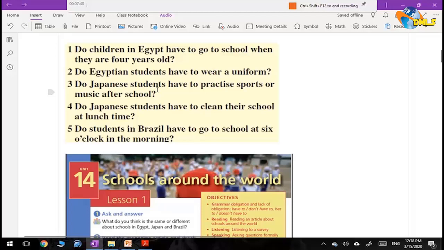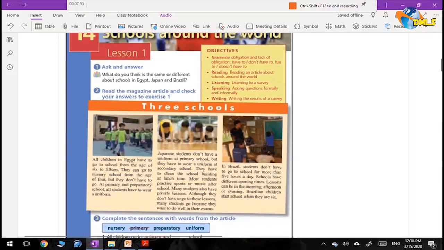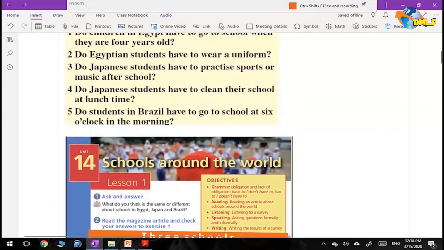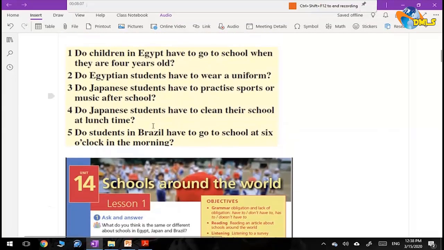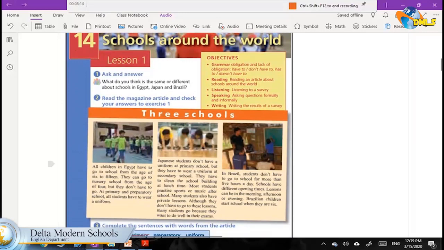Then, question 3. Do Japanese students have to practice sports or do music after school? This came as well in our reading text. They have to clean, they have to practice, and so on. Most of them, not all of them. Now, fourth question: Japanese students, do they have to clean their school at lunch time? Going back, yes, they do. They have to clean the school building at lunchtime.